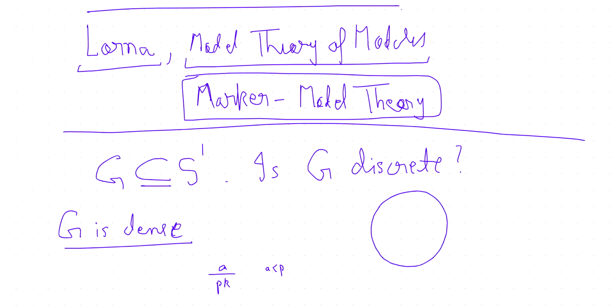I should say discrete under the subspace topology. Is it discrete as a subspace of S1? That's all. It's a subspace, right? So is it discrete or not? That is the question.